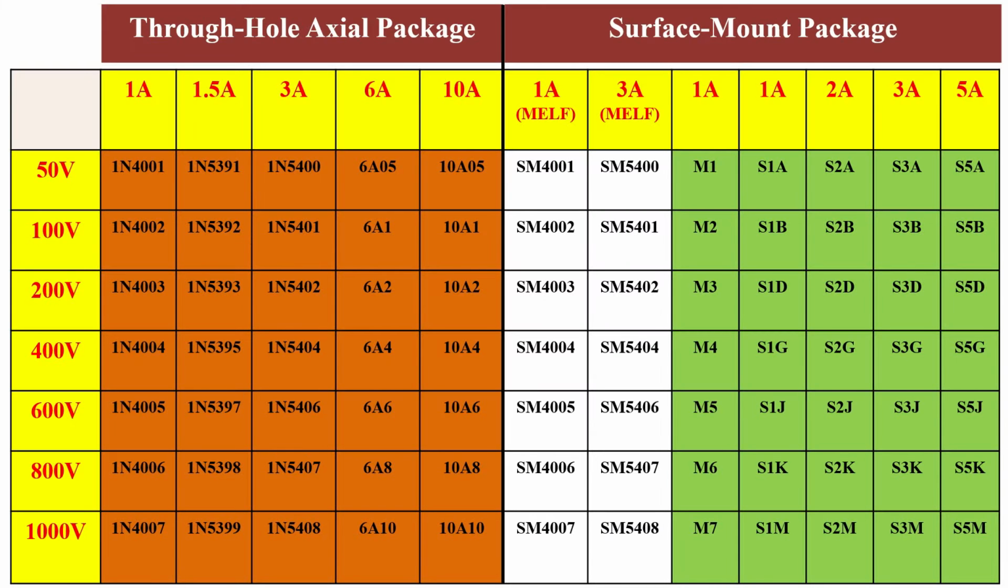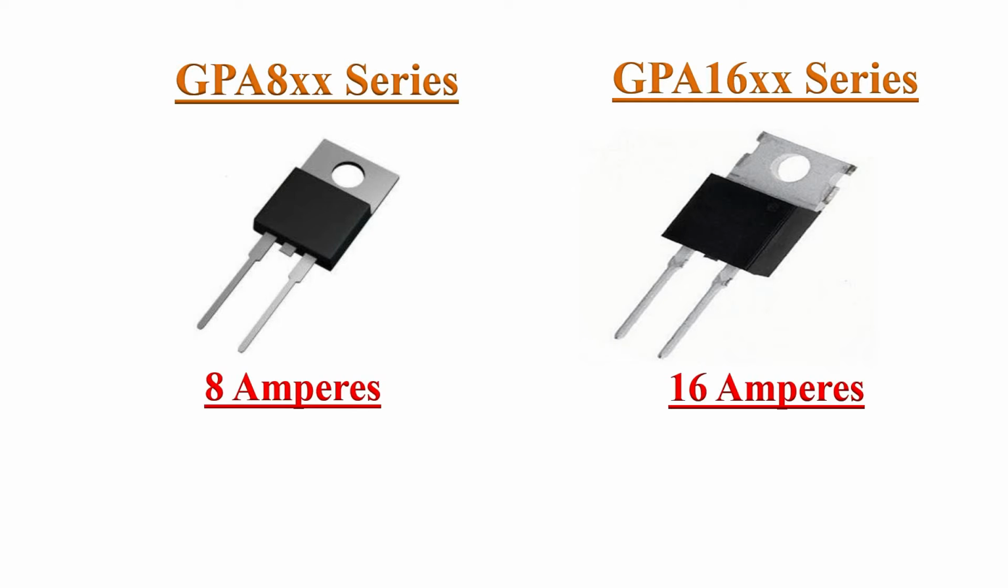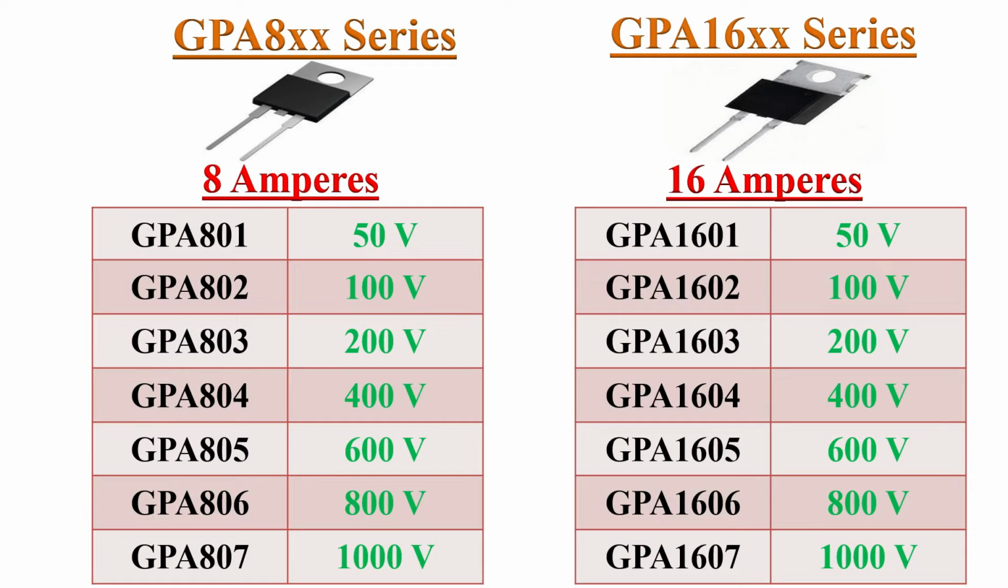Here in this table, I have listed through-hole axial package and SMD diodes' current and voltage ratings. You can use this table to find an equivalent diode, like I have marked here. For high current applications up to 8 amperes and 16 amperes, we use GPA 8 and GPA 16 series diodes. Their voltage rating starts from 50 volts to 1000 volts.